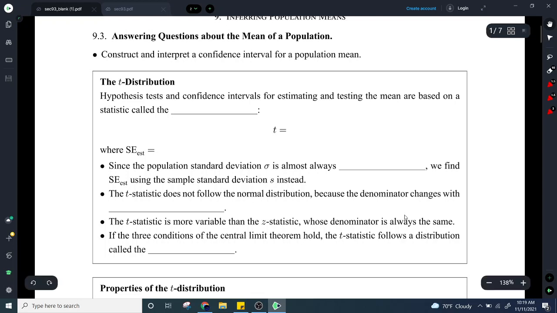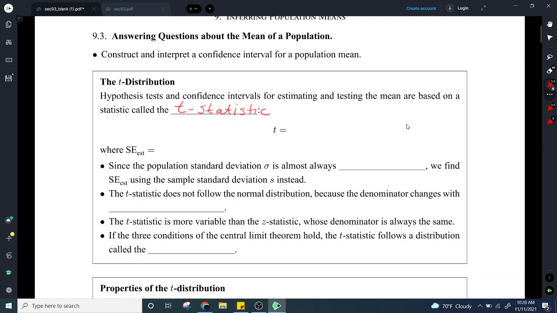So a t-distribution is very similar in shape to a normal distribution, but it's got a few properties that are a little bit different. So hypothesis tests and confidence intervals that we use when we're estimating the mean of a population are called the t-distribution, and the statistic, instead of calling it a z-score, this time we're going to call it a t-score or a t-statistic. But the idea is all the same. We still have to calculate that test statistic. We call it a t-statistic this time instead of a z-score.